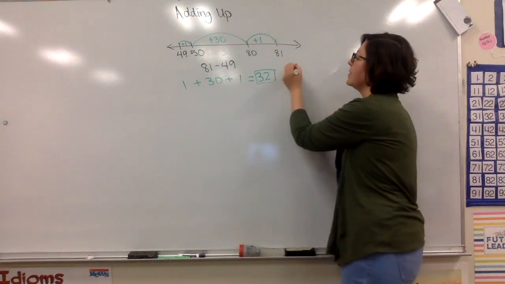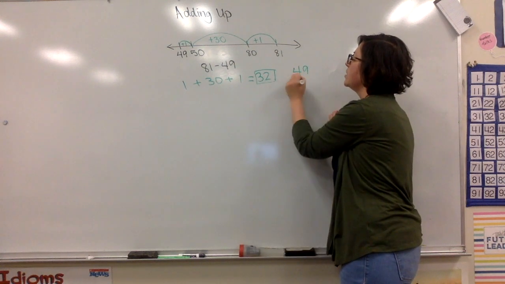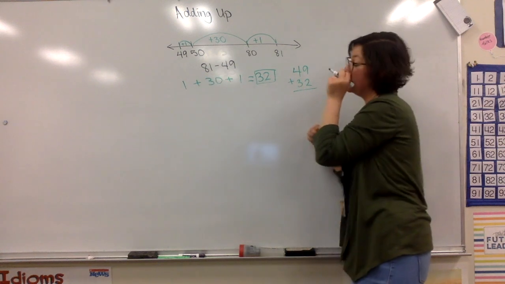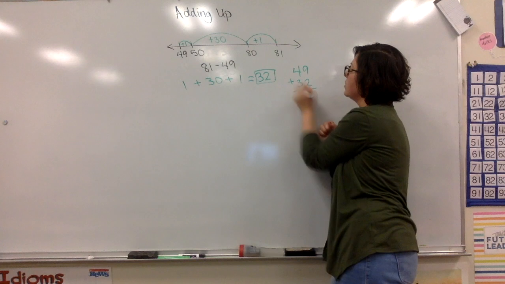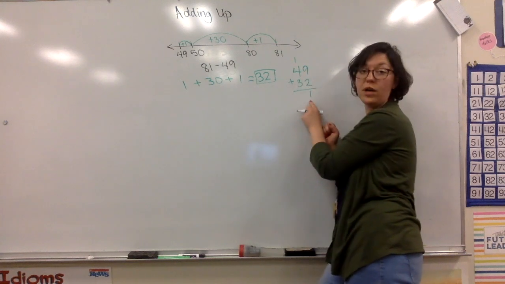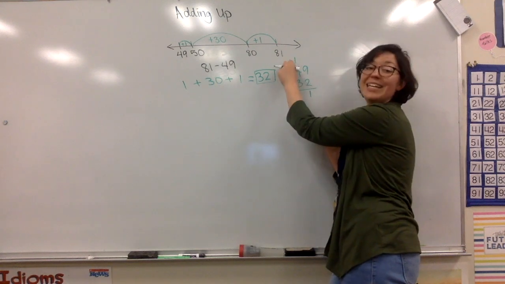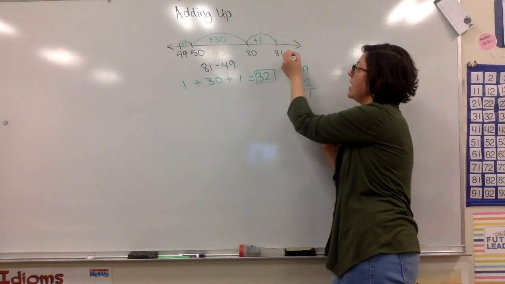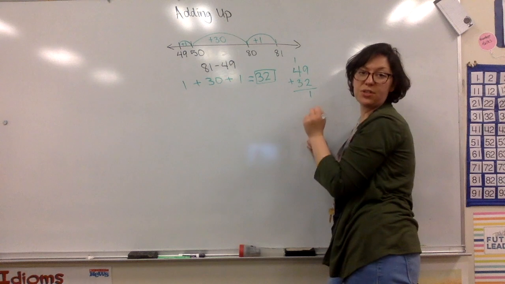And let's check our math. Let's see if it works out. 49 plus 32 will give us the number that we started with. So let's try it out. 9 plus 2 equals 11, so I'm going to put my 1 from my 11 down here. I'm going to put the 10 in 11 over here because this is the tens place, this is the ones place. Now I have 10 plus 40 plus 30.